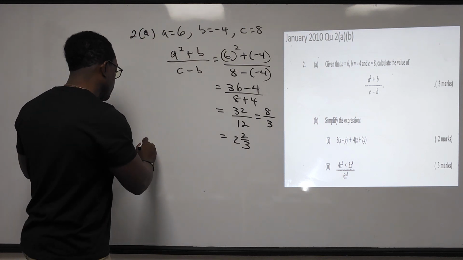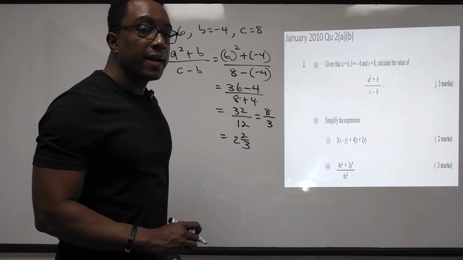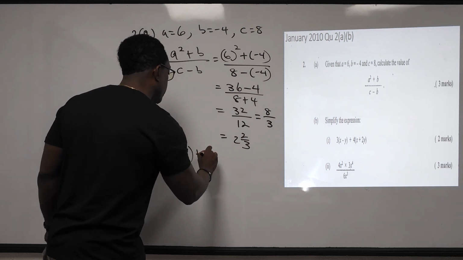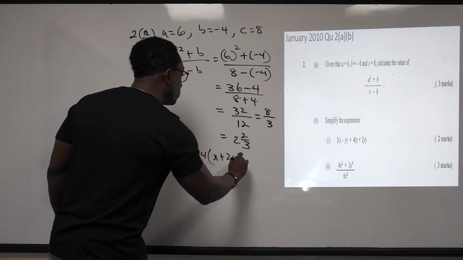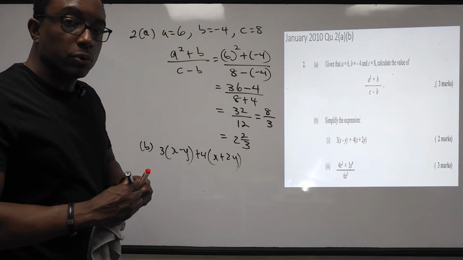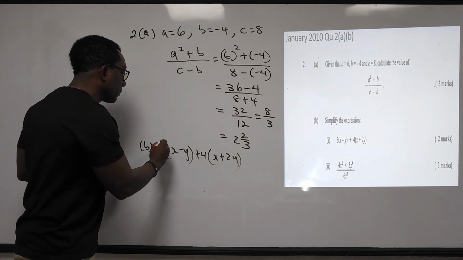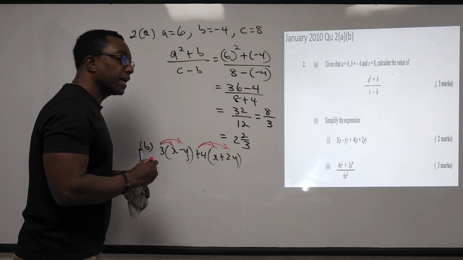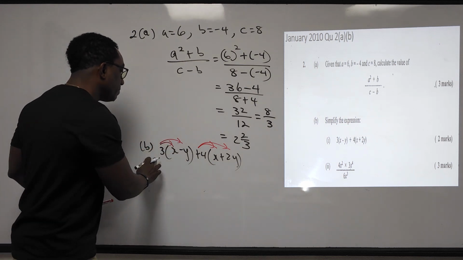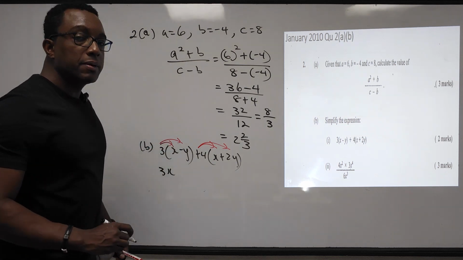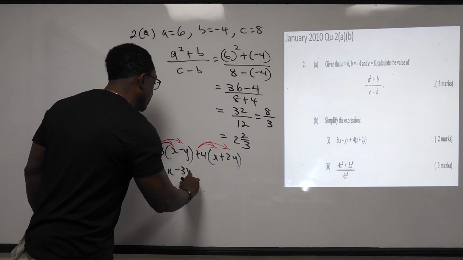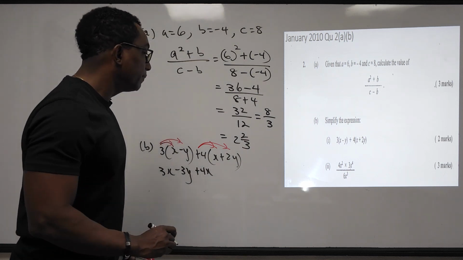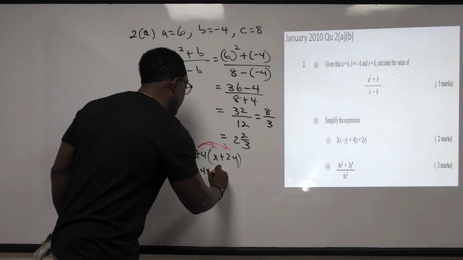Let's look at 2B. We are asked to simplify the expression 3 in brackets x minus y, plus 4 in brackets x plus 2y. So of course, to simplify, we have no choice but to remove our brackets. So we're going to take what is outside and we're going to multiply it by each term within. So therefore, 3 by x will give us 3x. 3 by -y will give us -3y. Plus 4 by x will be plus 4x. And plus 4 by positive 2y is positive 8y.